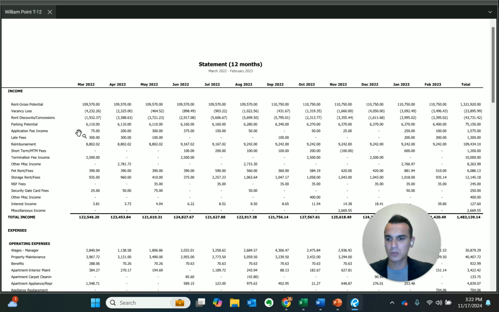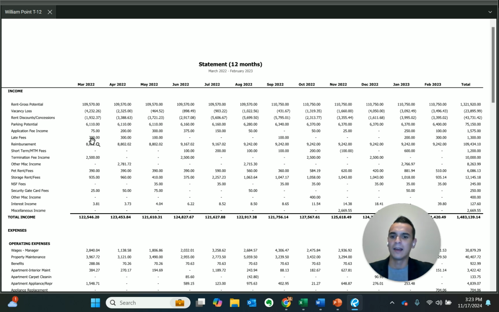Rent discounts and concessions we've talked about. Parking potential: again, they're going off rent roll. What could they get out of parking? Application fee income is when they charge an application fee. For every new tenant that comes in, it looks like here they have increments of $75. It could be a $75 application fee. It could be 25 actually, because they do have a 25 here. So by that you can deduce that in March of 2022 they had 3 new tenants come in, or at least apply.